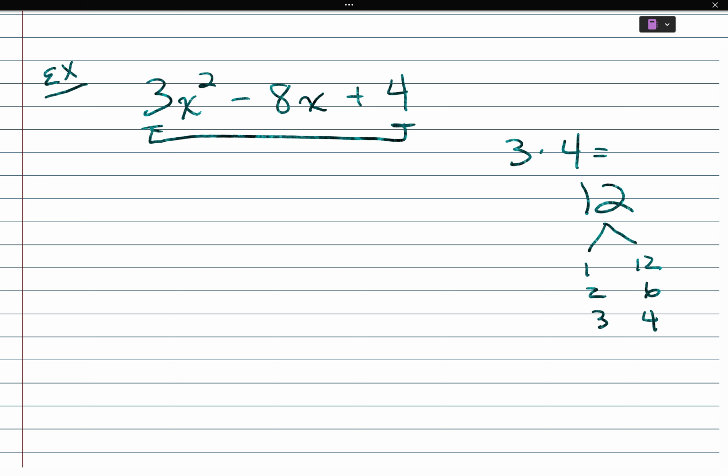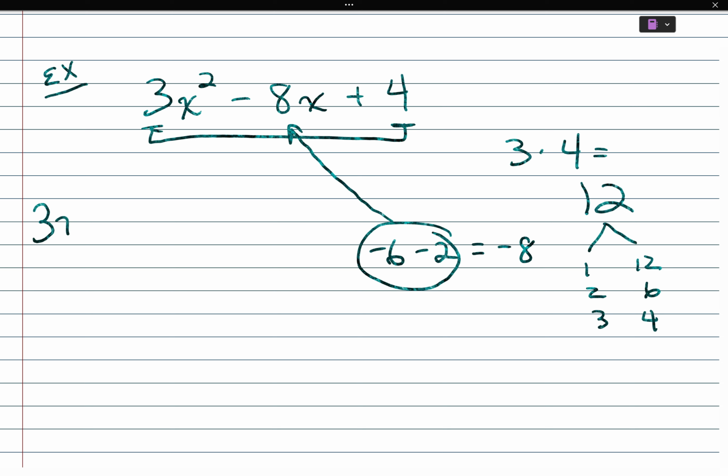So now I'm going to say to myself, I know all of those make up 12, but can any of them get me a negative 8? Well, I know 1 and 12 added or subtracted can't get me a negative 8. 3 and 4, if I add or subtract them, cannot get me a negative 8. But 6 and 2, if I add them together, a negative 6 and a negative 2, I can get a negative 8. So that's what I'm going to use to rewrite that middle term.